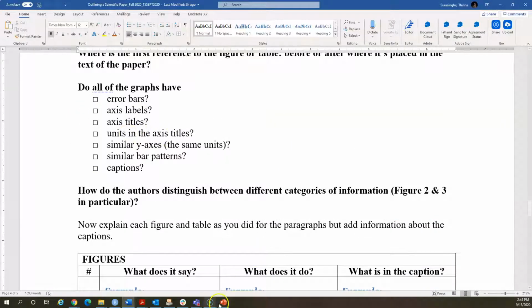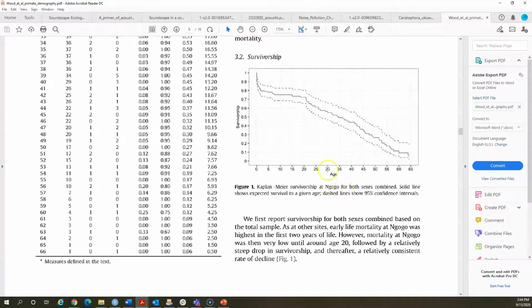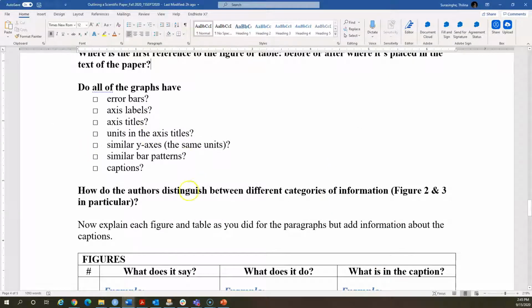Units in the axis titles? Let's see. Well, age does have units. It should say years. So I'm kind of disappointed in that one. Survivorship doesn't have units. It's a ratio. So that doesn't require units. But age should have had. See, even some papers have mistakes. And then units in the axis titles, similar y-axes, the same units.